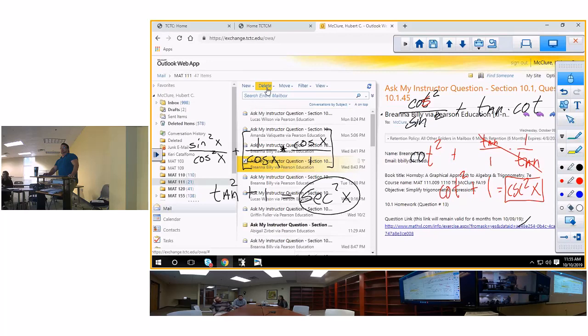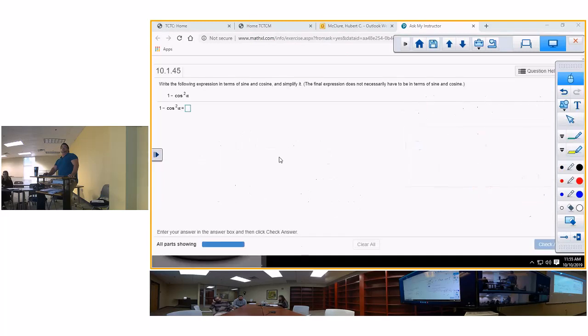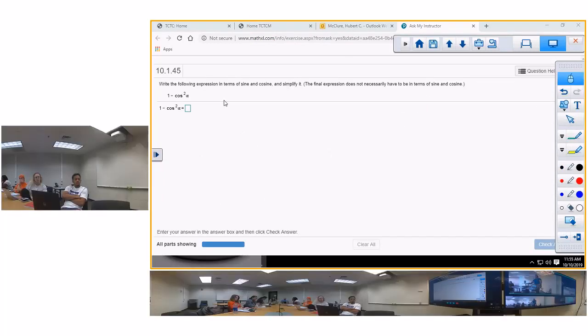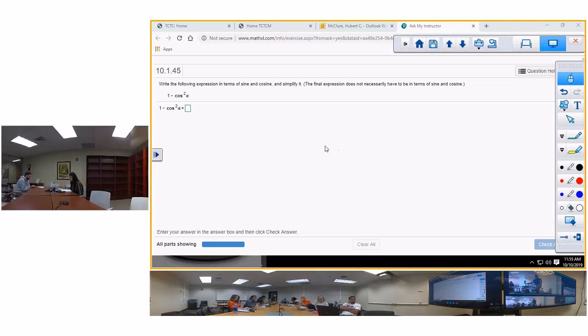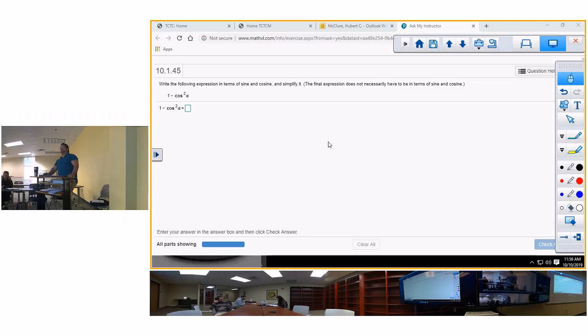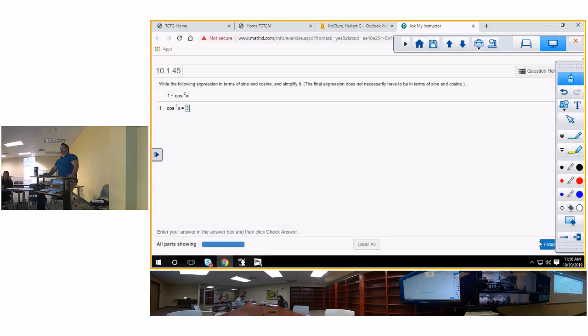Problem 13 says, write the following expression in terms of sine, cosine, and simplify. Okay, you should be able to get this without any problem. Pythagorean identity. What is 1 minus the cosine? Sine. So make sure you do the sine. I'm just going to put a 3 and you'll see that it's a sine.